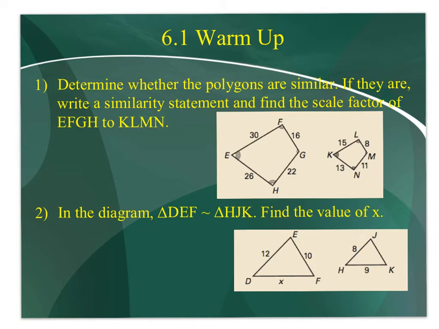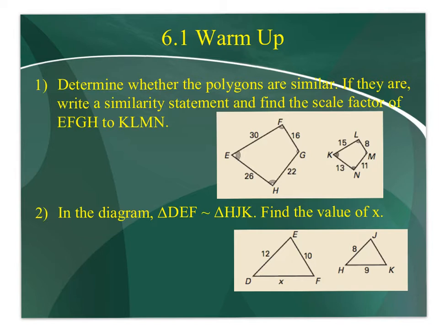So in order for them to be similar, all 4 angles in the first one have to correspond to a congruent one in the second one. Is that happening? Yeah. So I've got 1 arc, a 2, a 2, a 3, a 3, and a 4, a 4. That's all the angles. The second thing is all the sides have to be proportional.